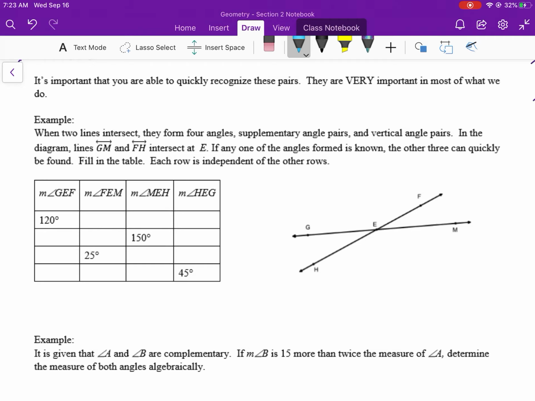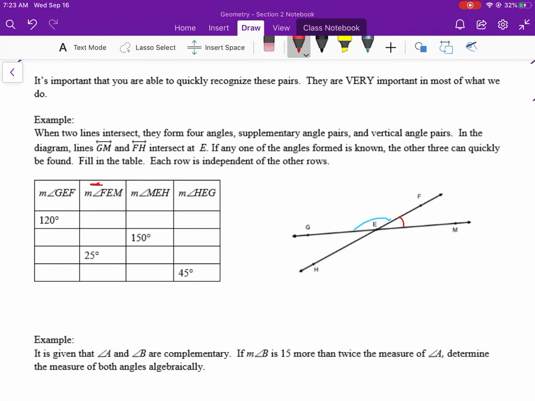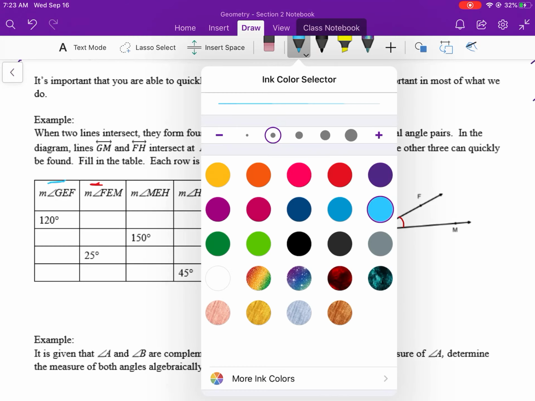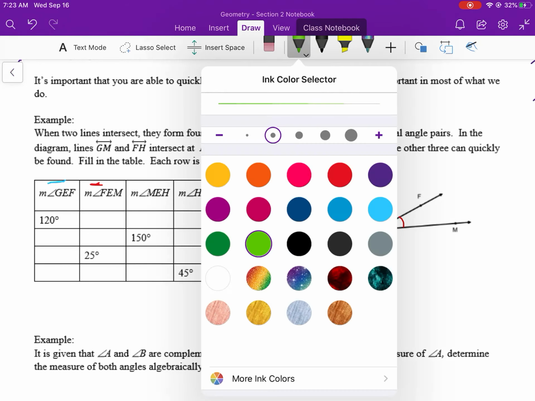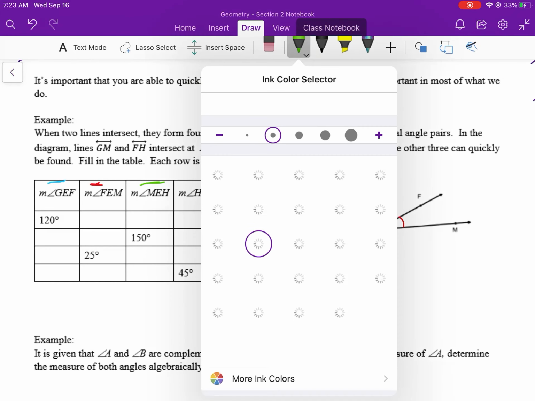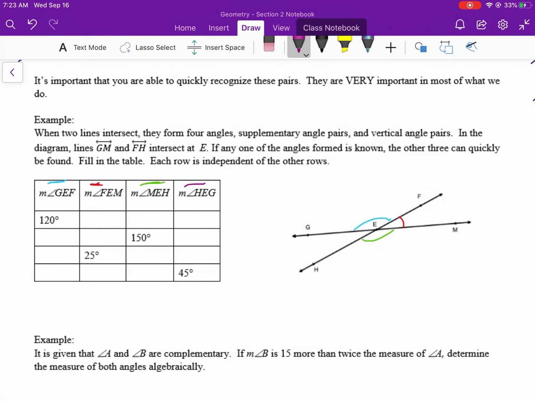So when I look here, angle GEF, that's this top one, and the measure of angle FEM, I'll change colors because I can. FEM, that's this one. So this one is the red one. This other one was the blue one. Okay, the next one, MEH, I'll use green. MEH, that's this one. Oh, wait, I should mark this as green. And then this one as, I don't know, this purple over here. HEG, that's this one over here. Okay, so notice the purple and the red have to be equal to each other. The green and the blue have to be equal to each other.